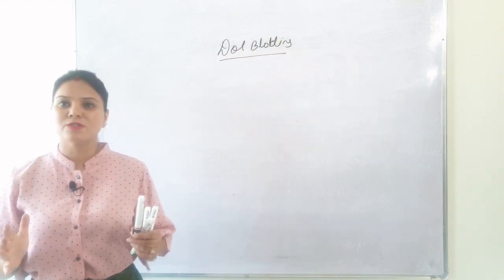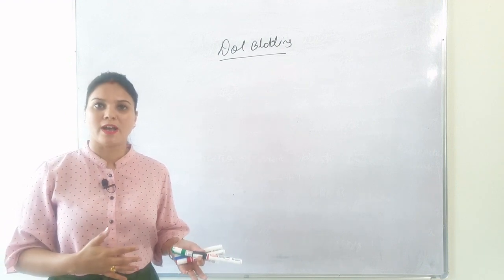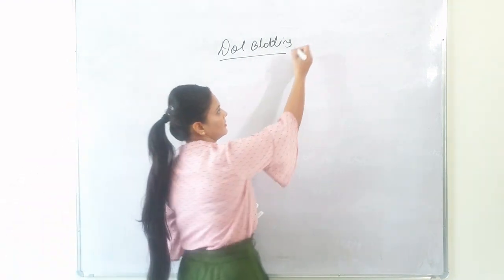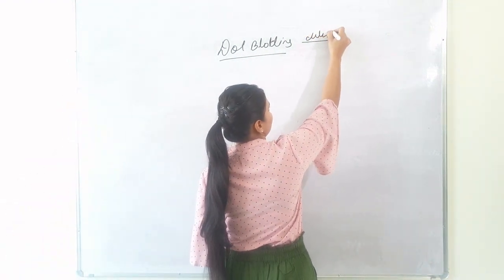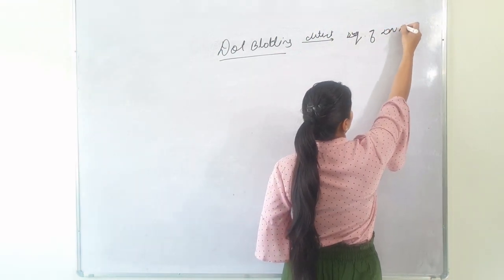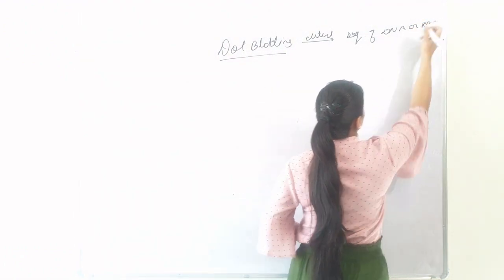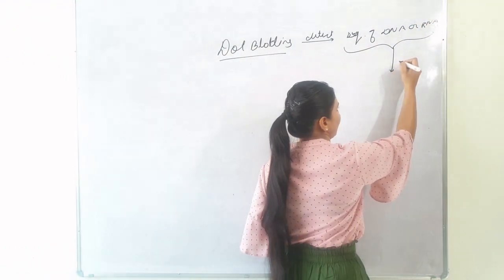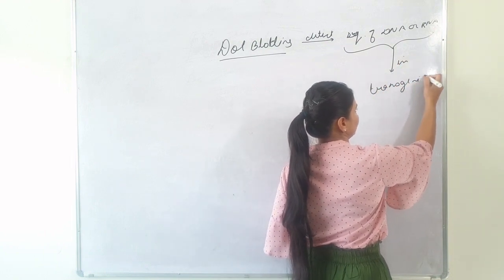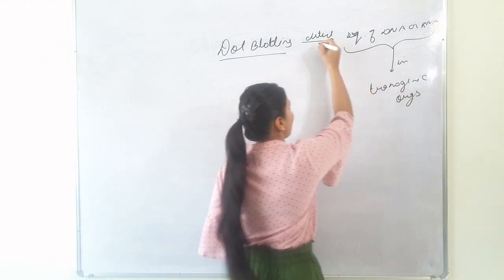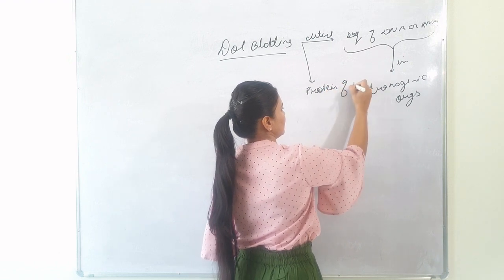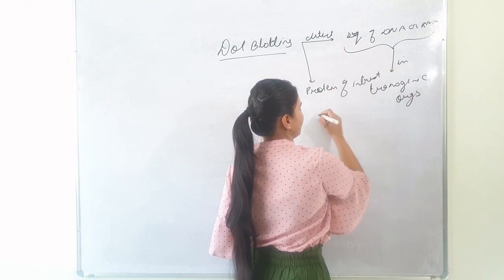Dot blotting is used to detect a specific sequence of nucleic acid, that is DNA or RNA, or a protein of interest in a sample. That is, it is used to detect a sequence of DNA or RNA in the case of a transgenic organism, and a protein of interest in a sample.